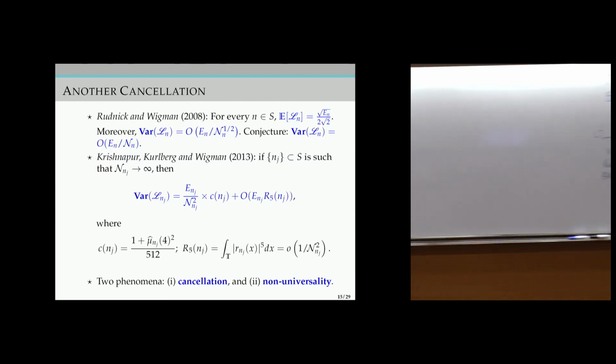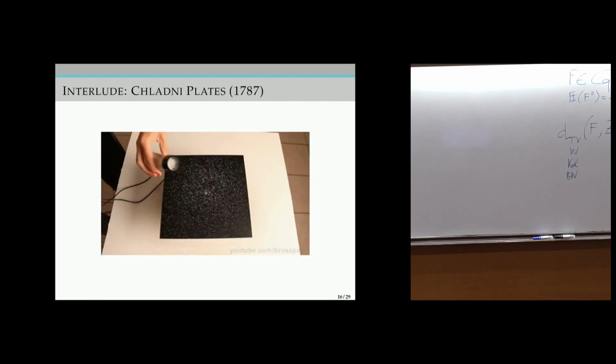And then there is a non-universality in the sense that there is a tiny correction term that depends on the choice of the subsequence, right? So we would like to understand. So, a little bit of entertainment.